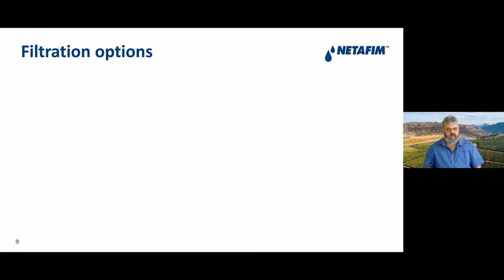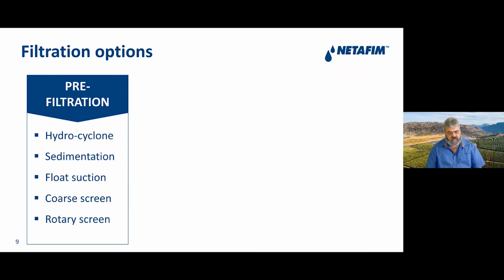Filtration options. We basically have three different options. The first one will be pre-filtration. This is something that we need to do before we do the actual filtration, if the water quality determines that we need to do any pre-filtration. We can use a hydrocyclone, we can use sedimentation, floating suction, as was mentioned before, and then a coarse screen. It's quite common on a canal system, or something that works also well is a rotary screen, especially on a canal system with a high algae load that we can take care of.